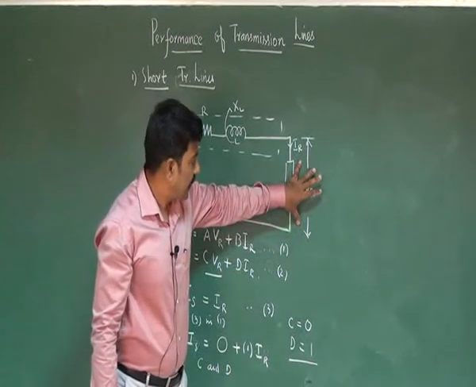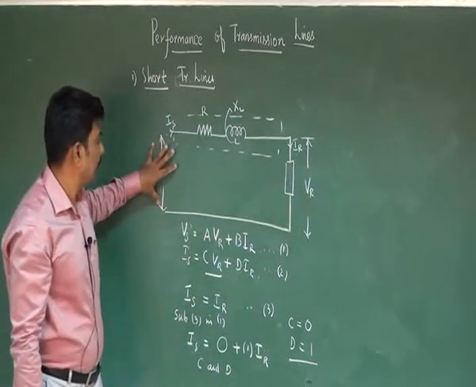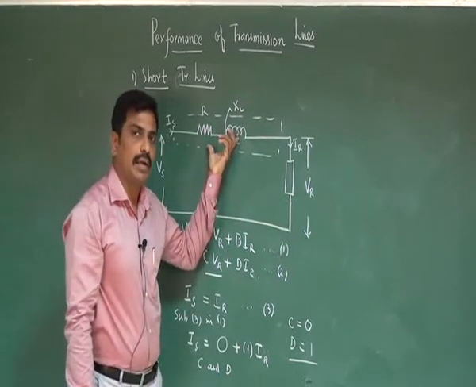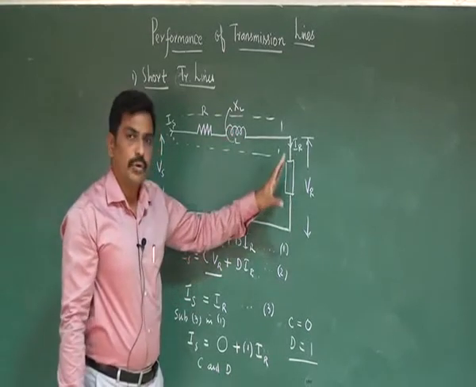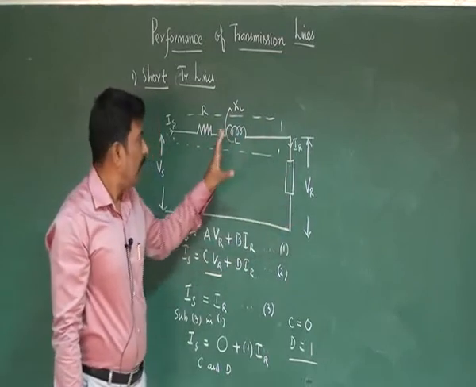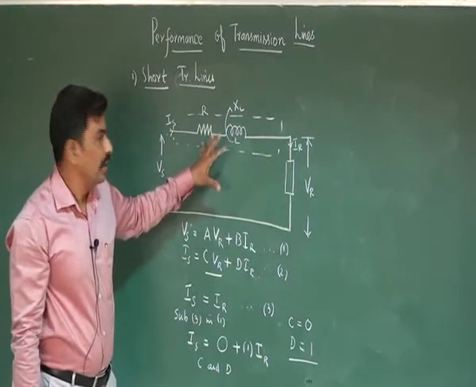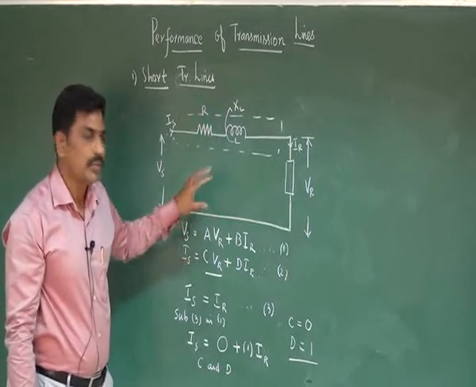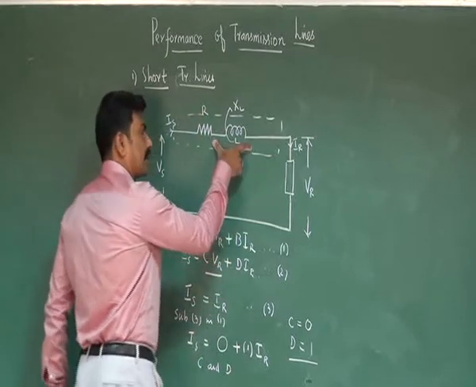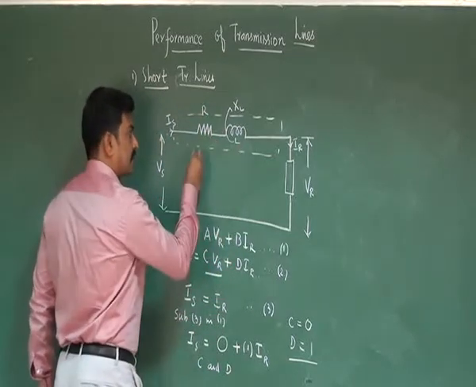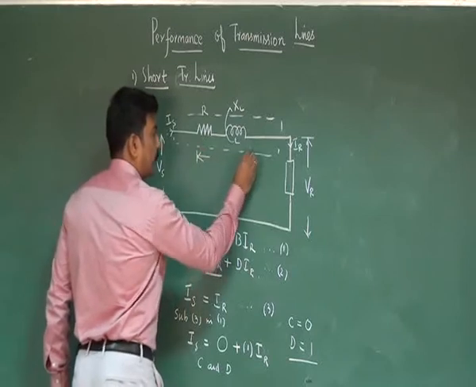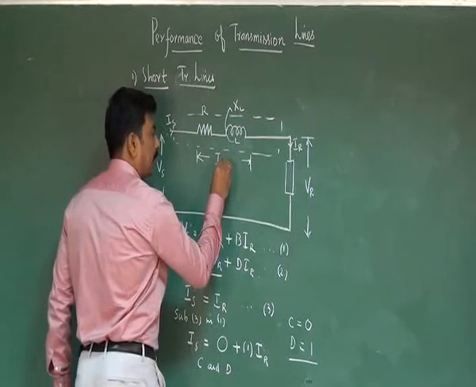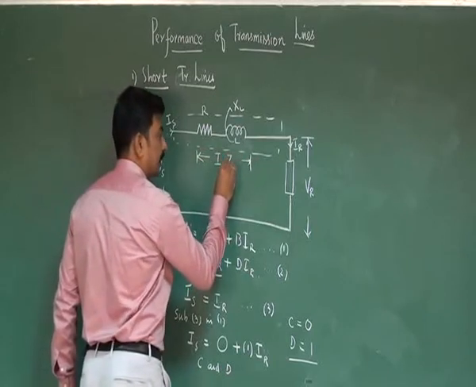The receiving end voltage is VR, the sending end voltage is Vs. In between, we have a series combination of R and L. When you have series elements like this, the series elements R and L always cause voltage drop. Because of current flow in these R and L parameters, you will get a voltage drop because of current flow through the circuit, IR or IS times Z.